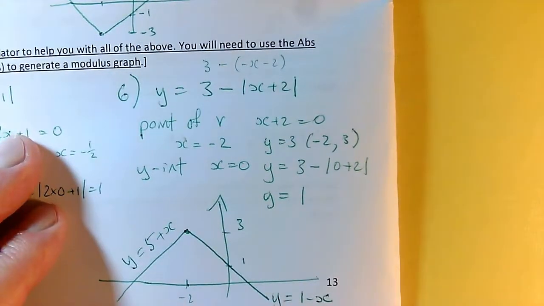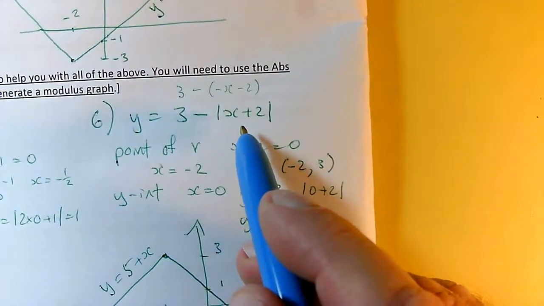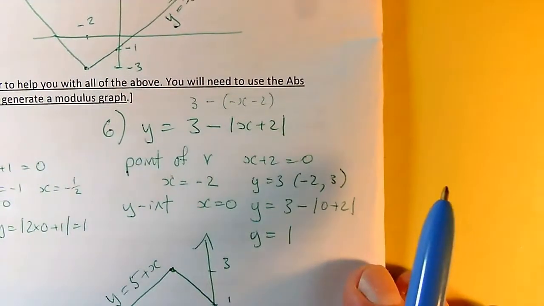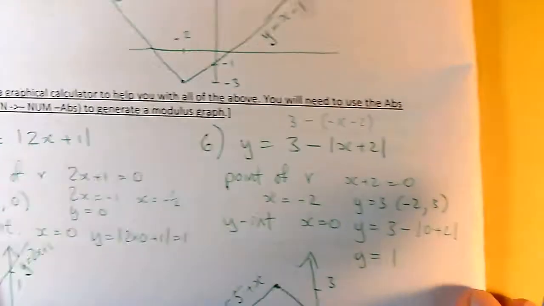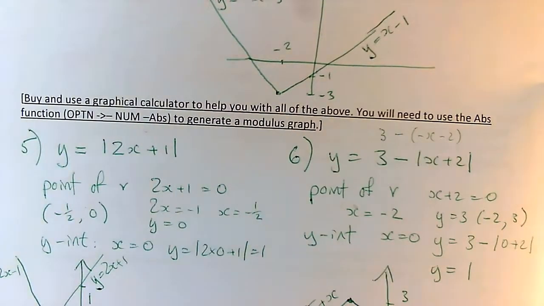So once again, I can get the equation of each branch. So when you have got something inside the modulus and there are no x squareds or anything worse than just a linear function, you can use the point of the v and y-intercept method to reliably get a graph. Or it's quite okay to use your graphics calculator if you've got one. Okay.